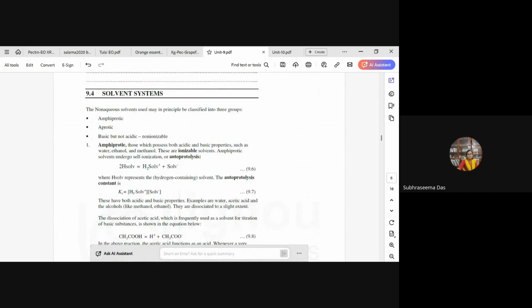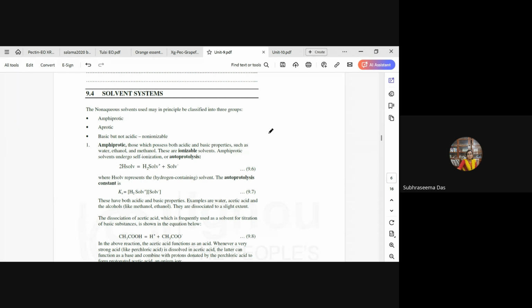Now coming to different types of solvent systems. The non-aqueous solvent systems have been classified broadly into three groups. One is the amphiprotic group, one is the aprotic group, and the third is the basic but not acidic, that is the non-ionizable group. Amphiprotic solvents are those which possess both acidic and basic properties, such as water, ethanol and methanol. They are ionizable in nature.